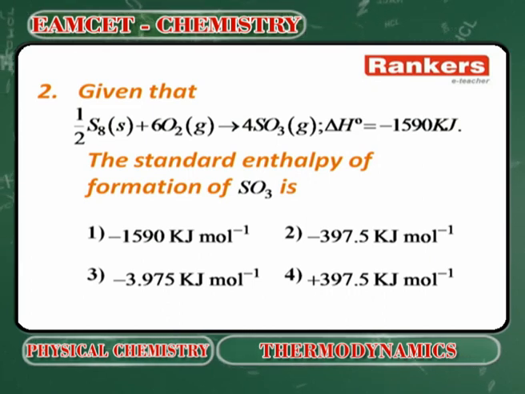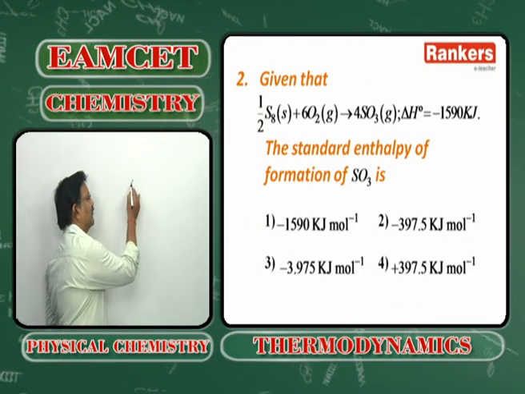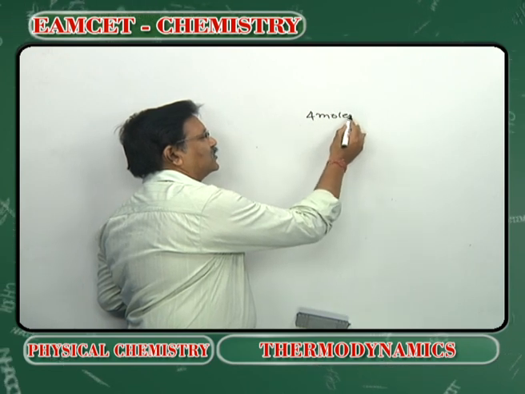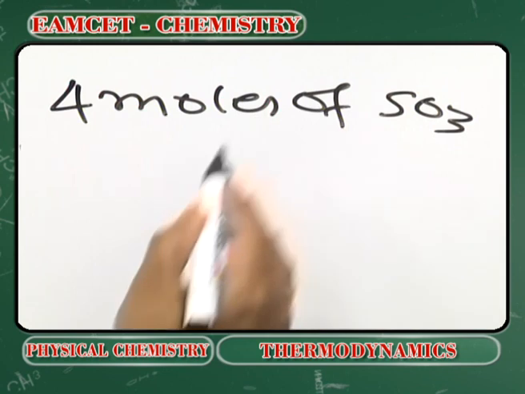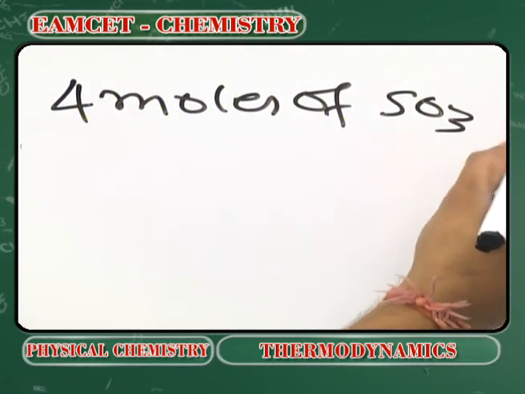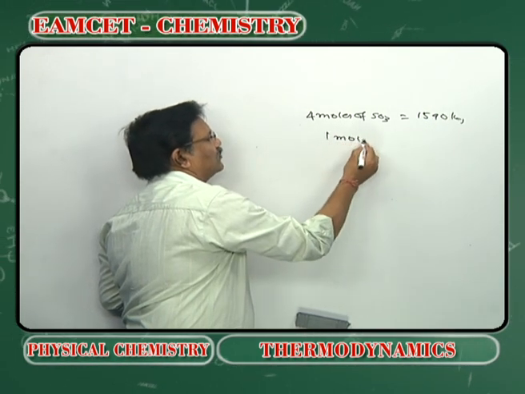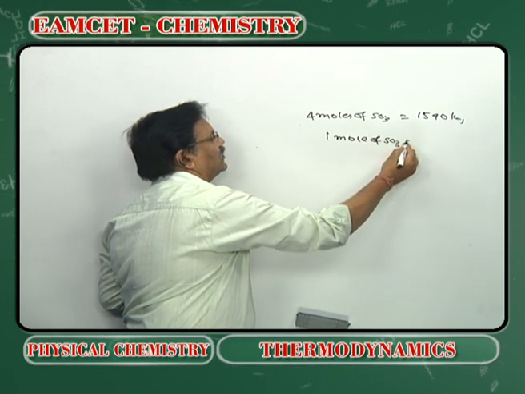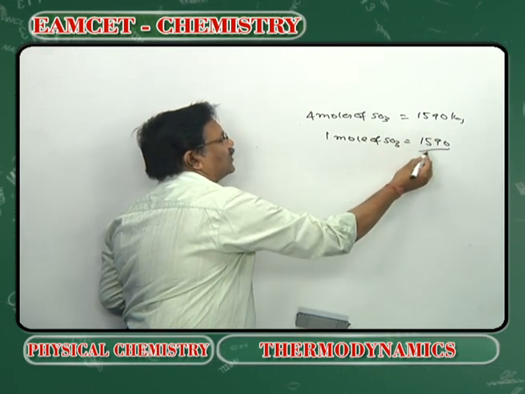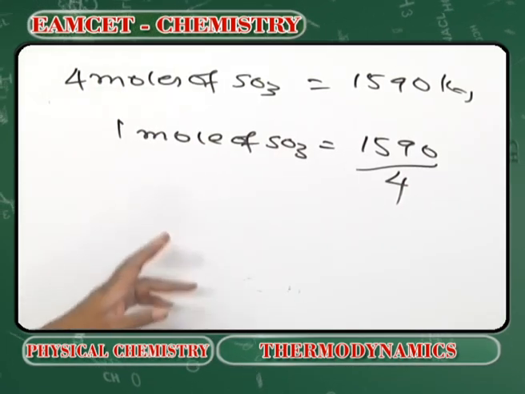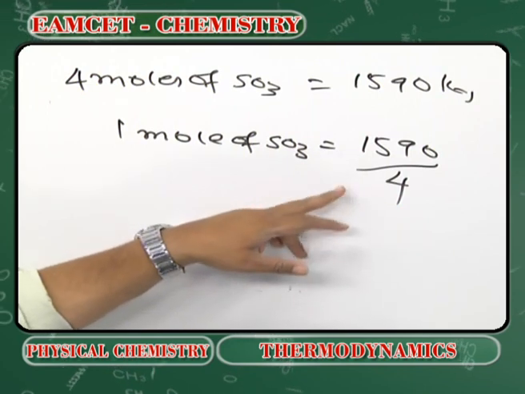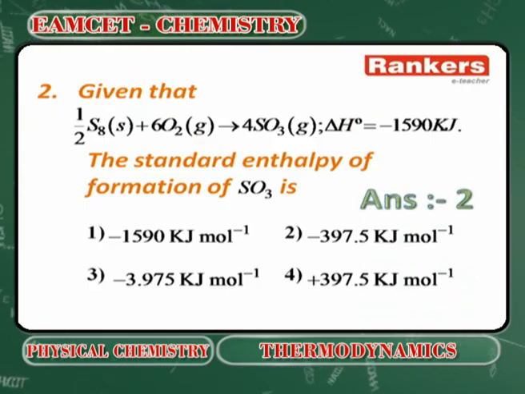Here also the same logic holds good in this problem. What is the numerical given? During the formation of 4 moles of SO3, what is the amount of heat evolved? 1590 kilojoules. For 1 mole of SO3, what will be the enthalpy change? 1590 by 4, approximately 397.5 kilojoules. So option 2 is the answer. Next.